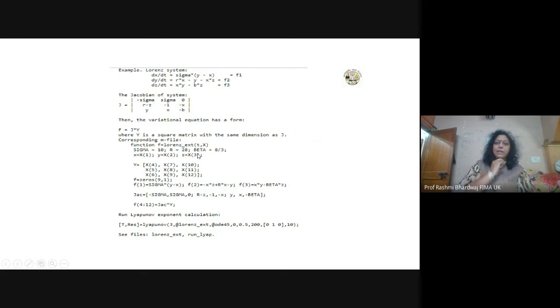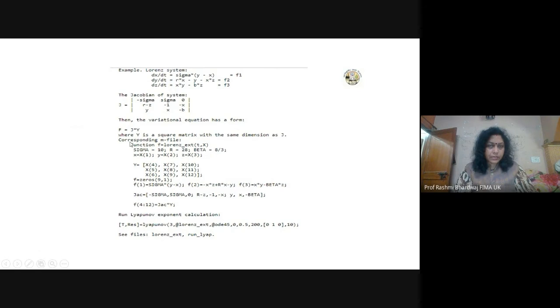Because three vectors are given, they are generating a square matrix with the vectors x4, x5, x6, x7, x8, x9, x10, x11, x12. And then they are writing the function. You see that f1 is sigma into y minus x. f2 is r x minus x z minus y, because they have used a capital R, that's why they changed it here to r. And the third one is x y minus beta z.